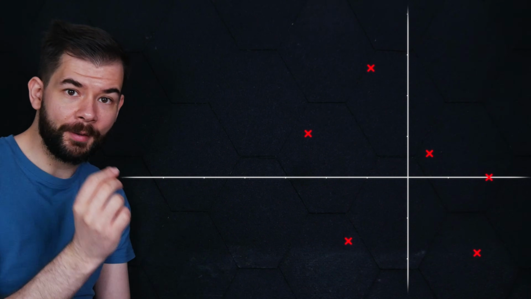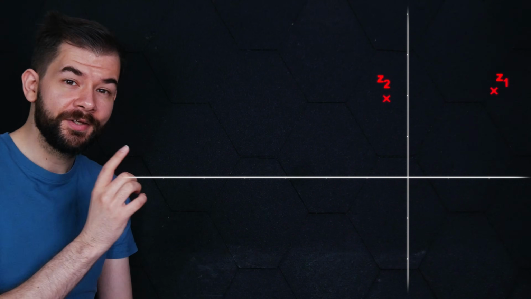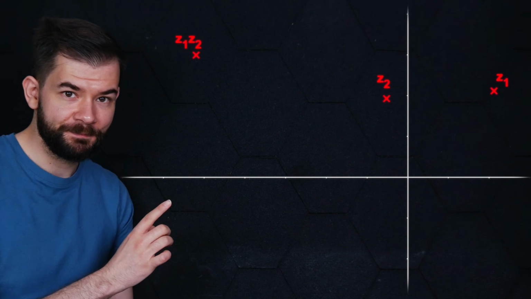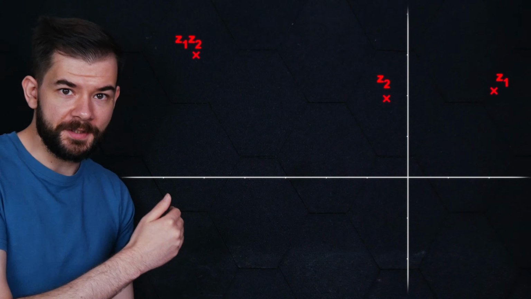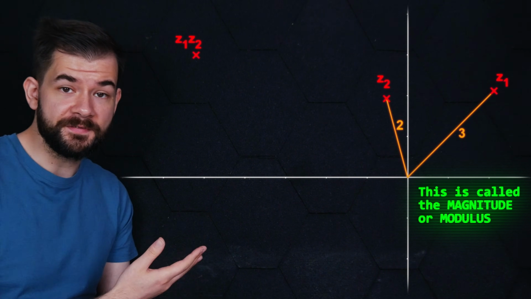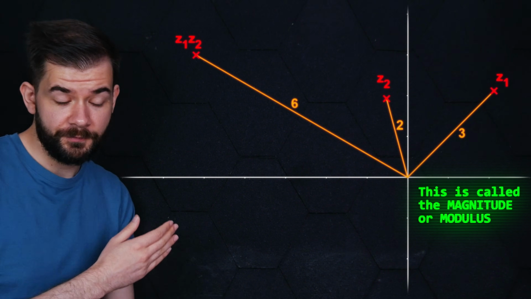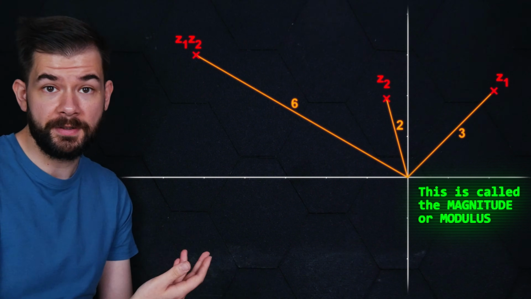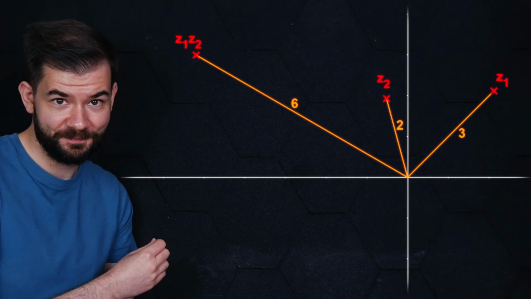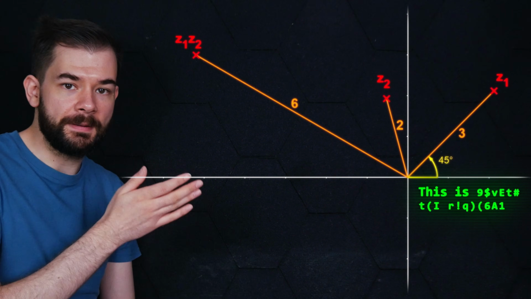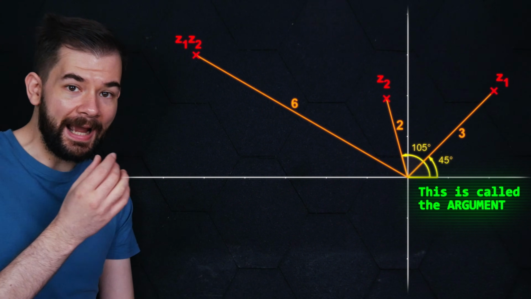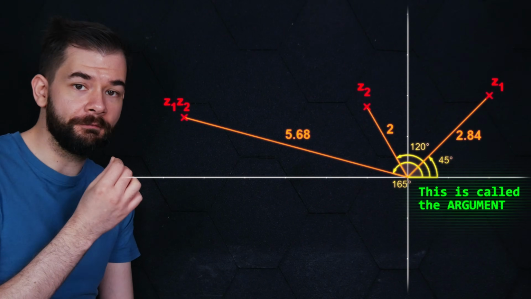An awesome property they have is that if you multiply 2 of them, the resulting number sits in a specific place. Its distance to the origin is found by multiplying the distances of the others to the origin. So here we have distance 2, distance 3, the result has distance 6. Also, if we measure this angle from the positive x-axis and add them, we get the angle of the result.